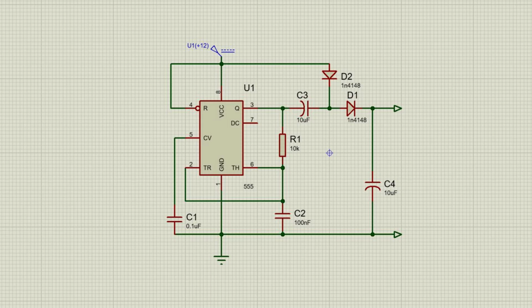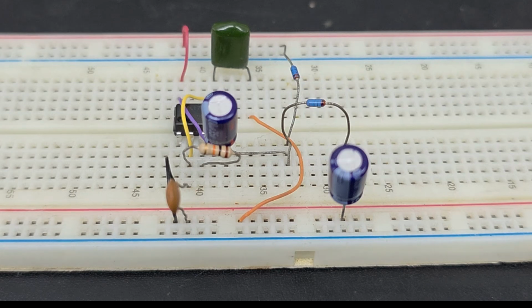Number 7. Voltage doubler. Want to double your voltage with a simple circuit? This design uses a 555 timer IC to generate a PWM signal that powers a charge pump circuit. With just one 1N4148 diodes and capacitors, you can boost 12 volts to 24 volts.